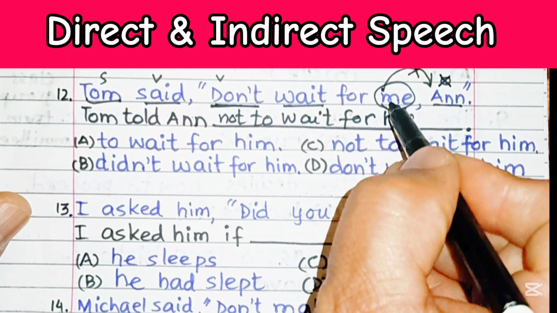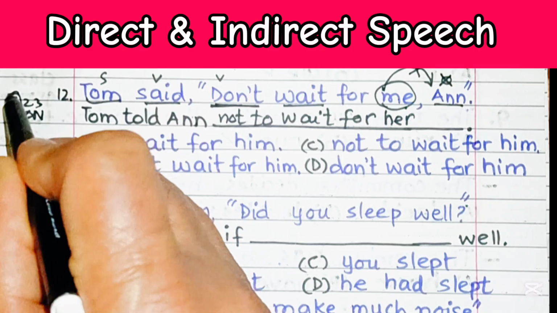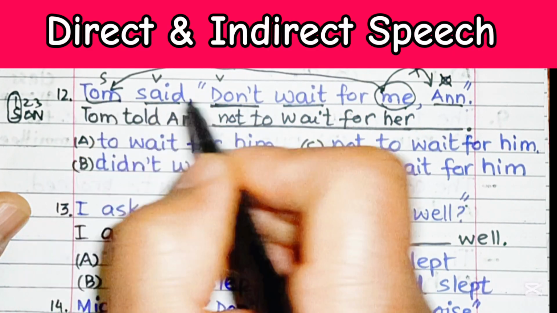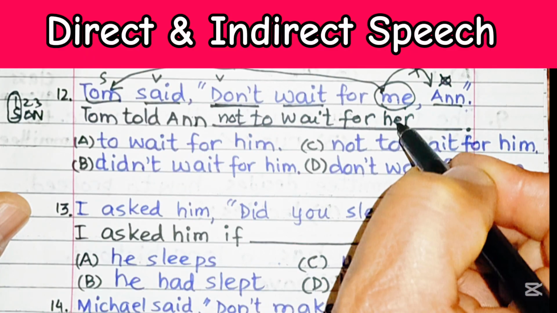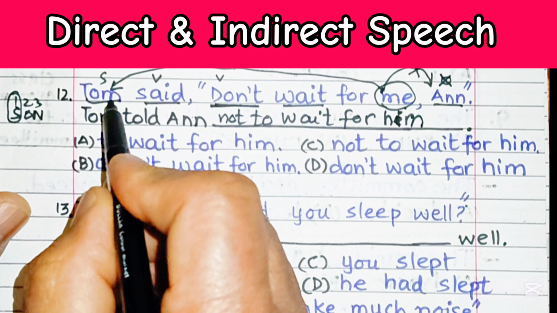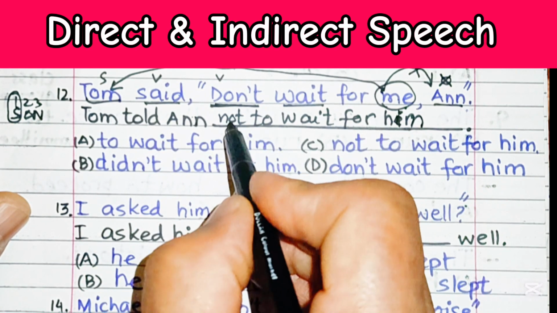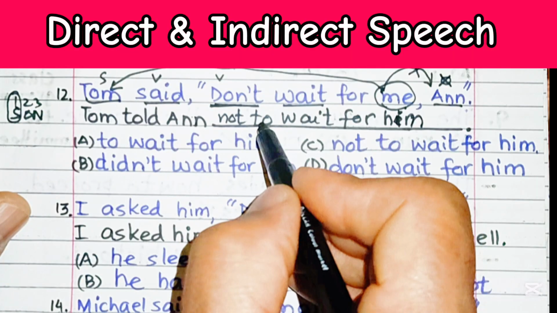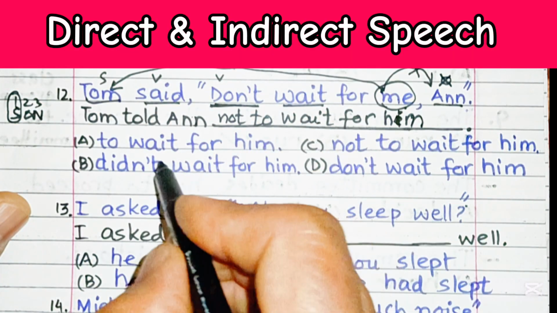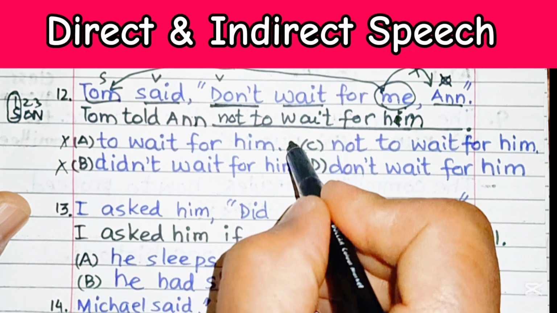Me is the first person, so as per the SON pattern 1 2 3, the first person is to be changed with the subject, not with the object. The subject was Tom, so for him is going to be the right option. Tom is a male, so Tom told Anne not to wait for him. We have to put not for don't, and then to wait. We know that imperatives are connected with to. So this is not the right option, this is not the right option, so this one is the right option.